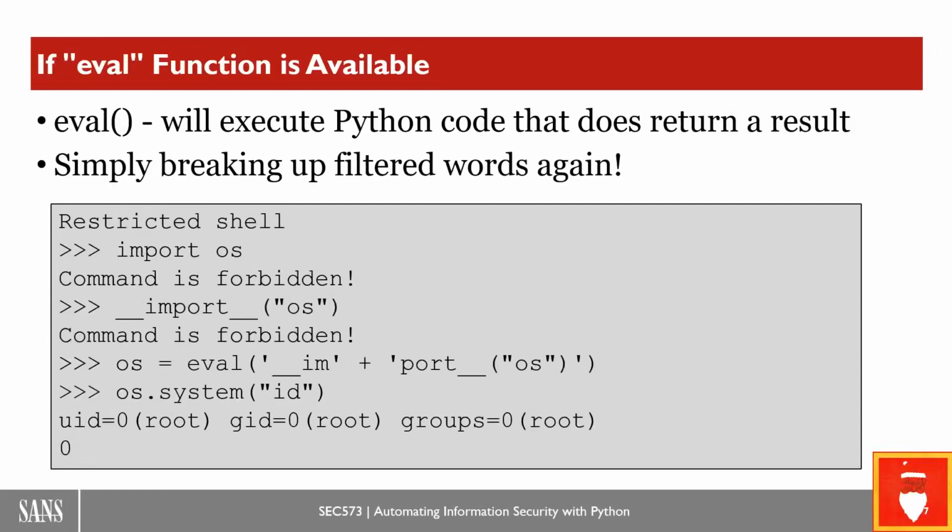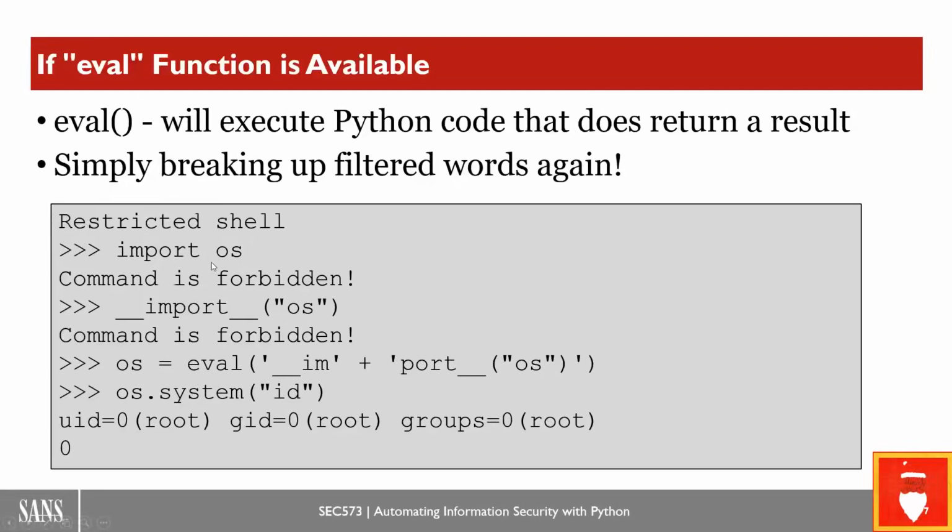Eval is another dangerous command that is often controlled. What eval does is it works just like exec, but instead of having just a straight up Python command that's being passed to eval, it is expecting you to give a Python function or a call to a Python function. It's expecting that whatever's inside of the string that you pass it is going to have a return value. So here we try to import the os module. It doesn't allow us to do that.